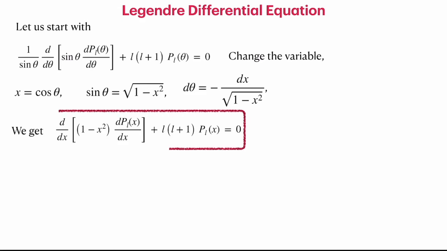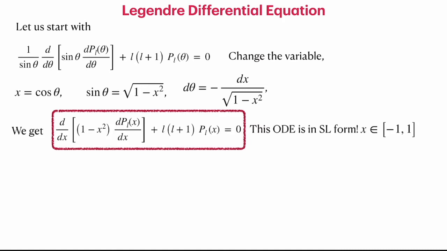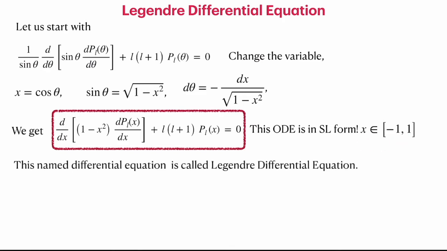So this is a differential equation which we are interested in, and that is already in the Sturm-Liouville form, and the domain for x is here minus 1 to plus 1. So this differential equation is a named differential equation, and it is called Legendre's differential equation. In the table of differential equations, this is called the Legendre's differential equation.